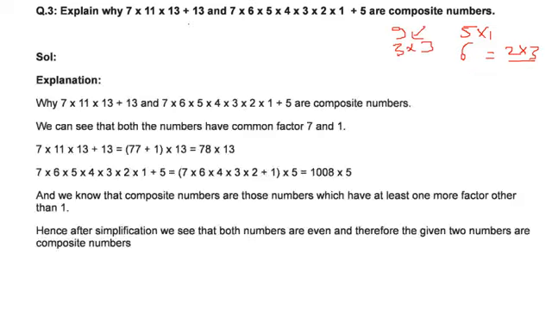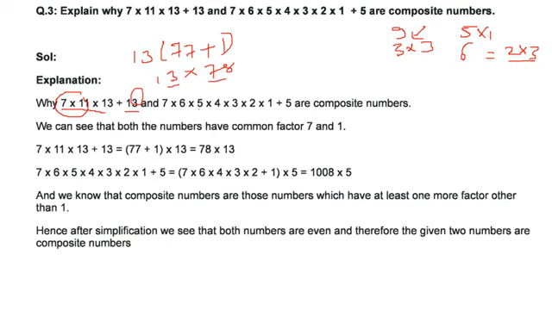So how are these two numbers composite? This is 7 into 11 into 13 plus 13. Let us take 13 outside. What do we get? We get 7 into 11 inside, that is 77, and if you take 13 from here, you get 1. So this is 13 into 78. It is a multiplication of two numbers, so it is a composite number.